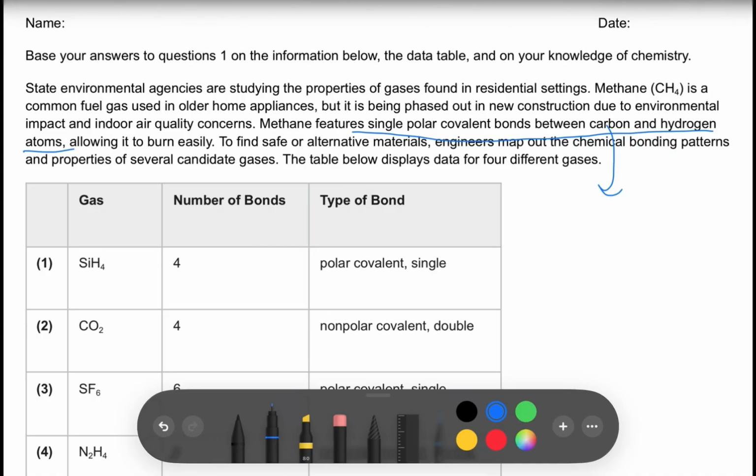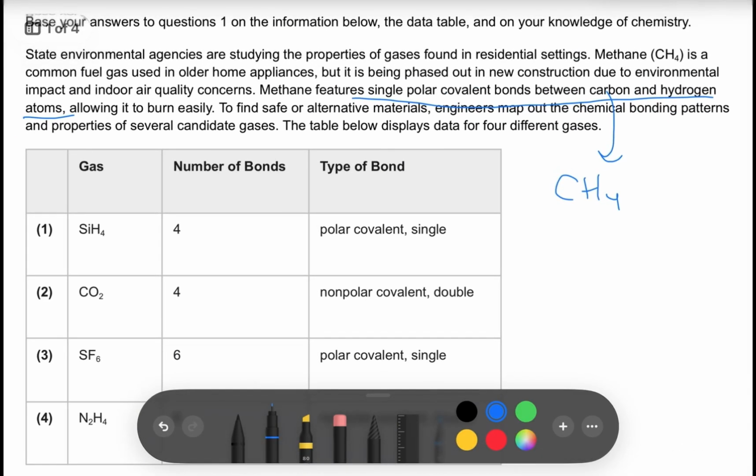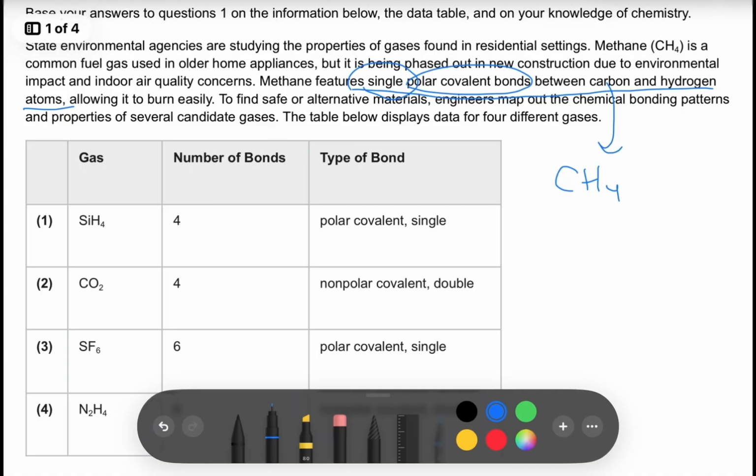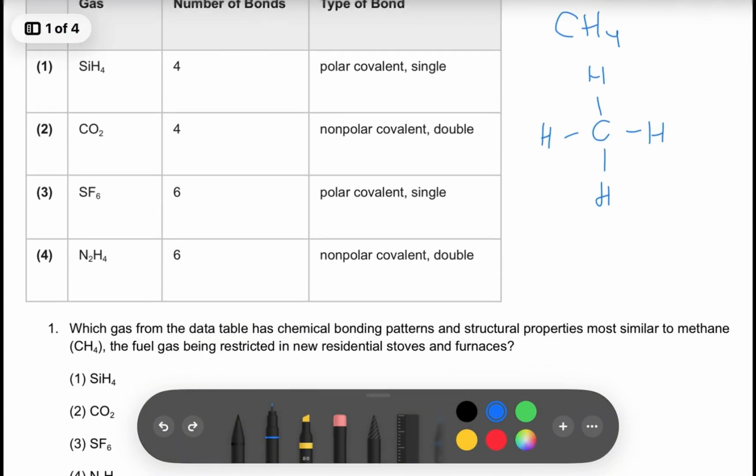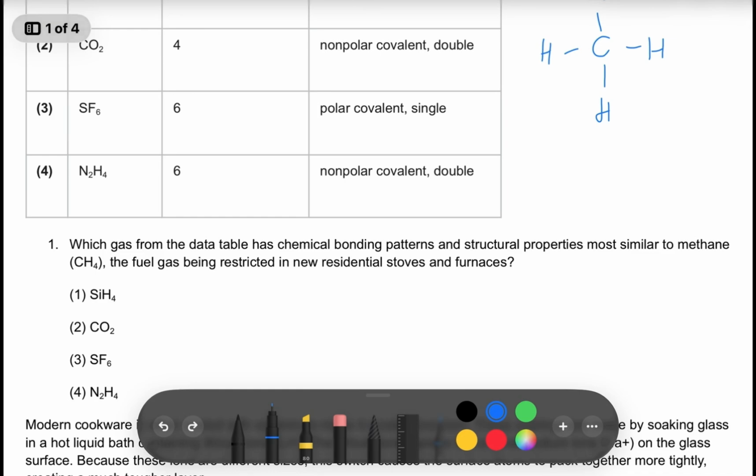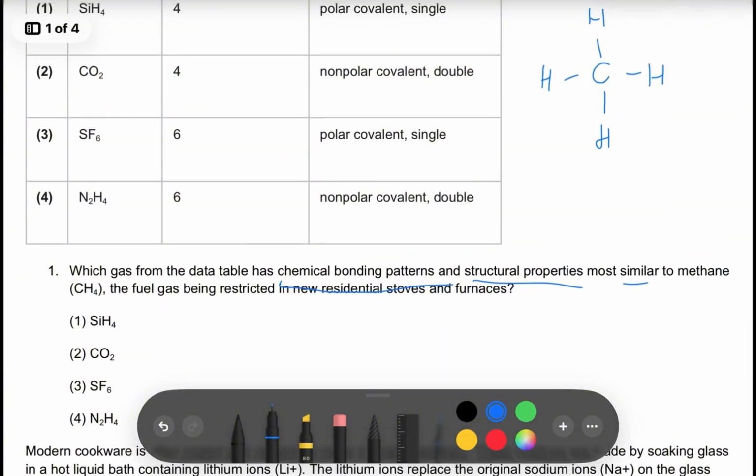So first of all, we have CH4, we have methane. And it says it features single polar covalent bonds. So if we actually sketch it out, methane is going to look like this, where we have single polar covalent bonds between carbon and hydrogen. Now the question is saying which gas from the data table has chemical bonding patterns and structural properties most similar to methane, the fuel gas being restricted in new residential stoves and furnaces.